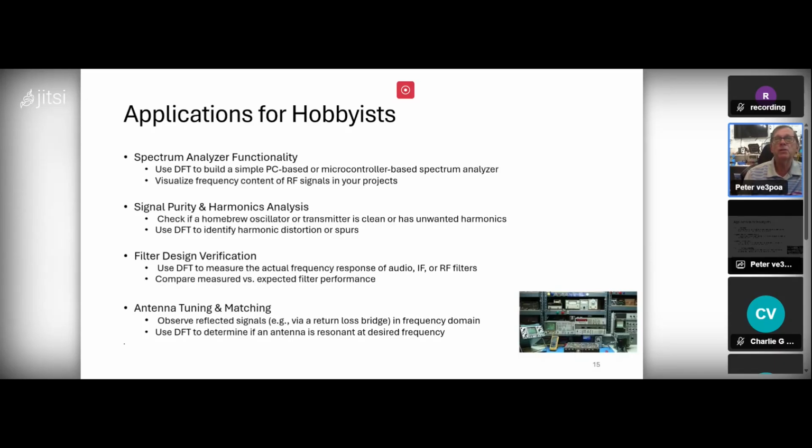Signal purity and harmonic analysis. Again, we want to check our oscillators and our transmitters for harmonics. We can use the DFT or FFT to identify that. Filter design. That's not a bad one. I'm thinking of this more in the audio realm, for what I'm kind of starting to do right now. But the FFT will be handy there because you can identify what signals are there and what you need to filter. You can design your filter around that.